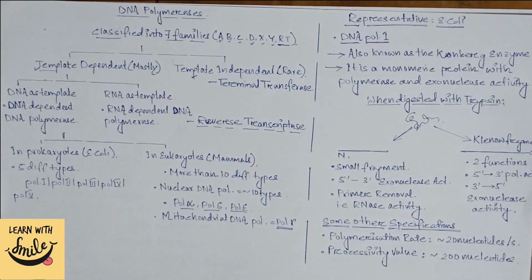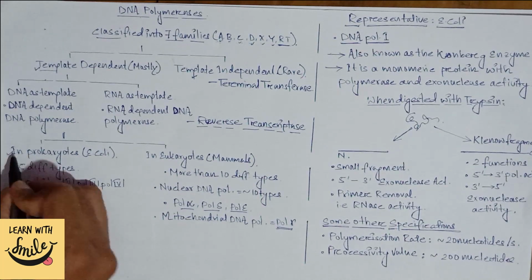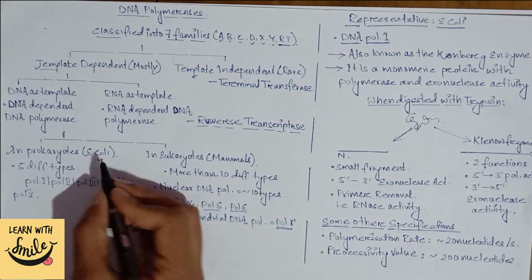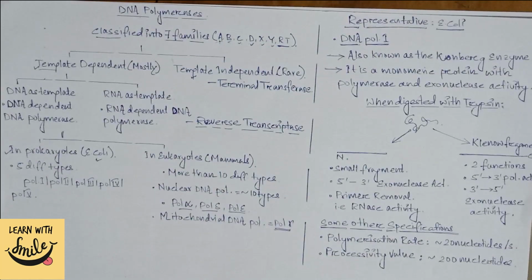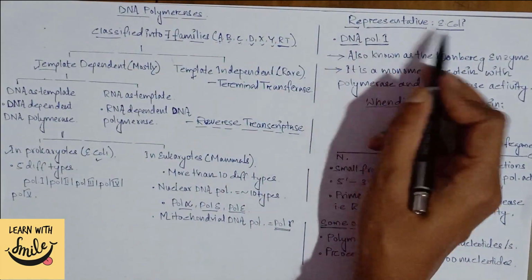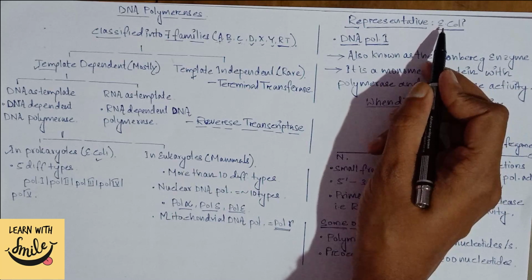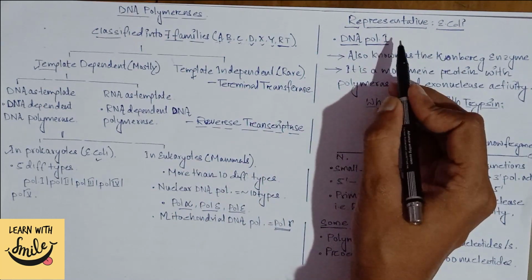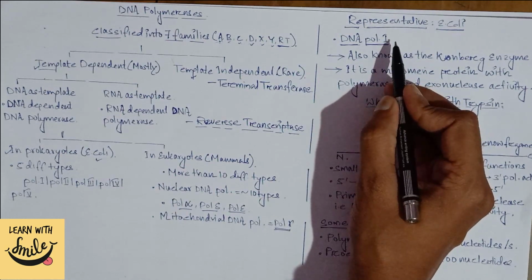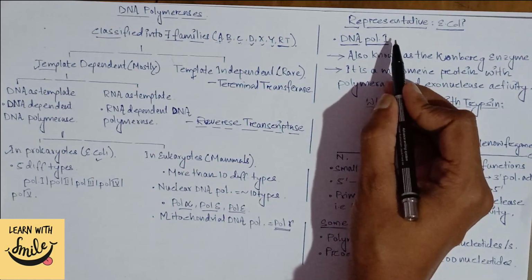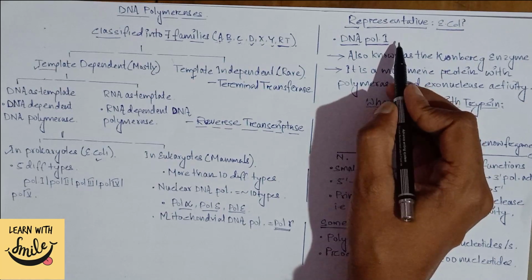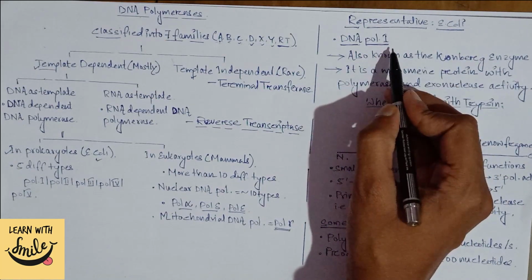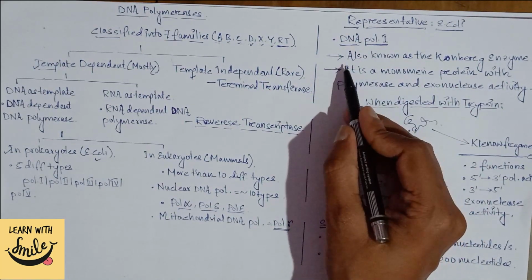Okay, having said that, let's stick to the replication process in the eubacteria, that is in E. coli. See, this is the representative which we have considered, that is E. coli. Now, one of the DNA polymerases which we have studied as an important type of DNA polymerase that plays an active role in E. coli is DNA polymerase 1. Let's look at some of its specifications.